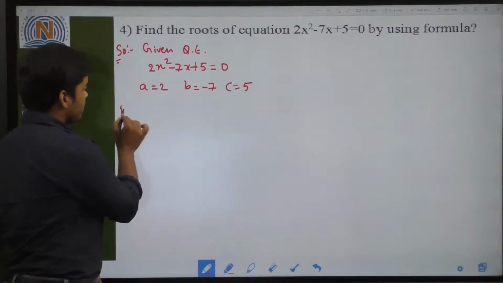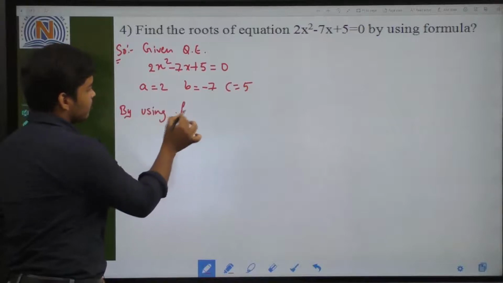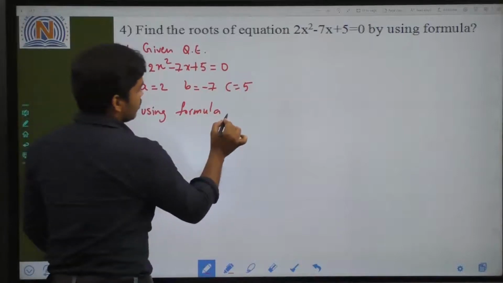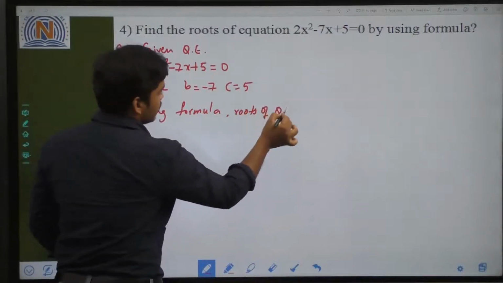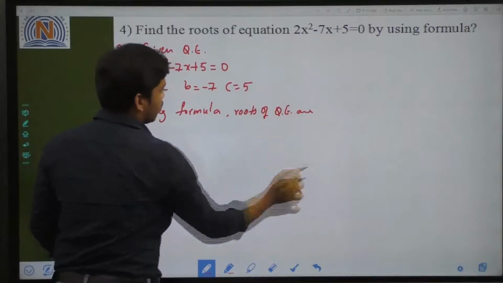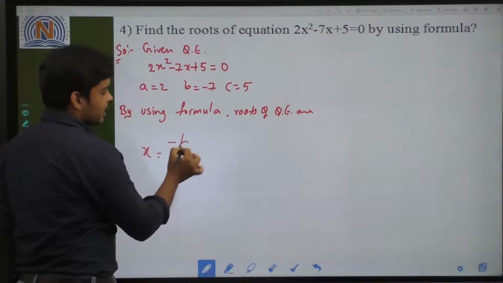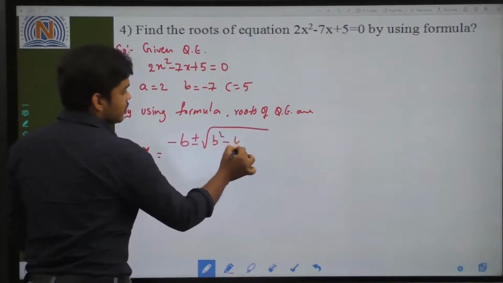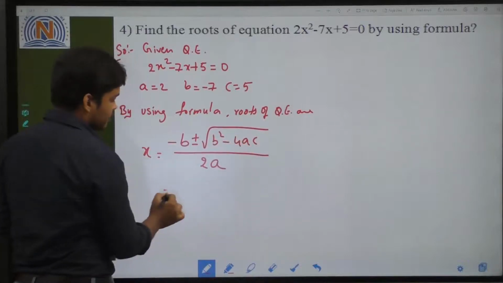Now by using the formula, the roots of the quadratic equation are x = (−b ± √(b² − 4ac)) / 2a. What is the formula? Minus b plus or minus root over b square minus 4ac by 2a. Right, substitute in that formula.